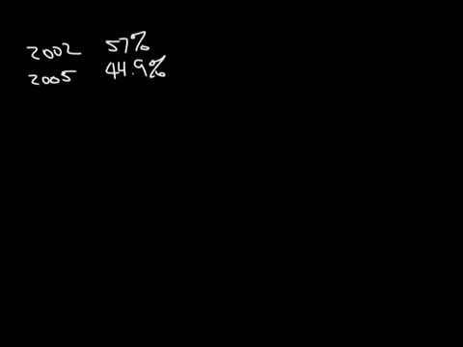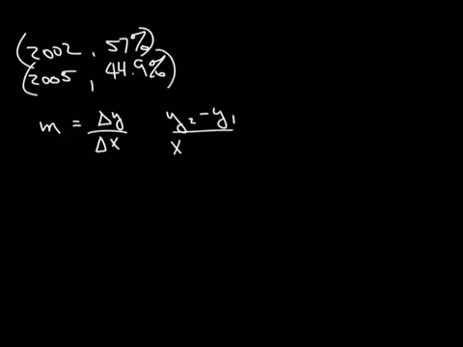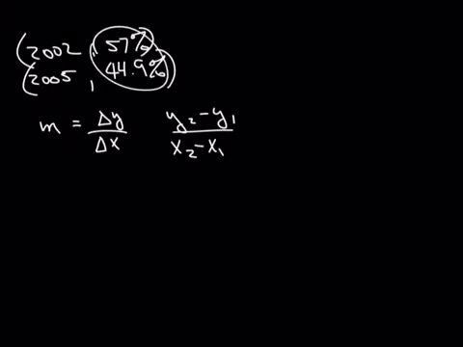So they're looking at year to year what's happening. We've got our coordinates: 2002, 57, and 2005, 44.9. Our slope is our change in y over our change in x. Whenever they're asking for rate of change, it's going to be delta y over delta x, so y2 minus y1 over x2 minus x1, which just means you take your two y values and subtract them, and your two x values and subtract them.